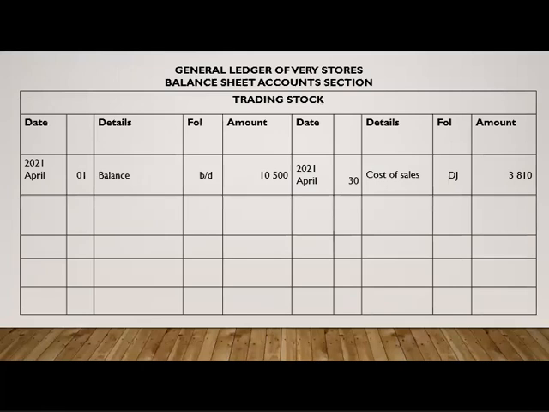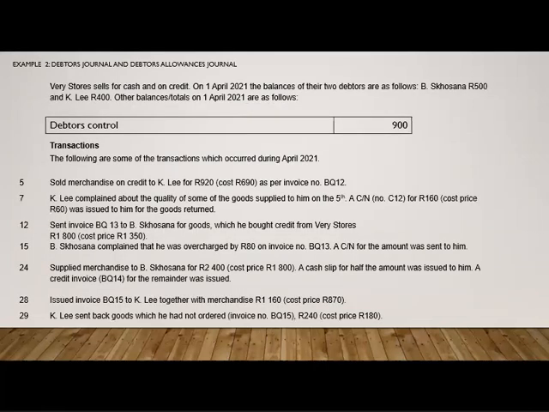So our trading stock account will also decrease by the cost price of goods that were sold for cash. And that cost price, let me just go back to it. It was half of 1,800. Half of 1,800 will be 900. So your trading stock must also go down by 900.